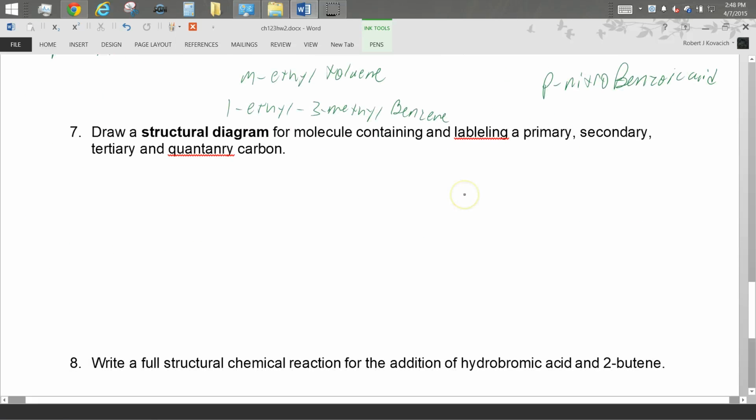Show the structural diagram labeling primary, secondary, tertiary, and quaternary. Okay. I feel like we've done this before, but.